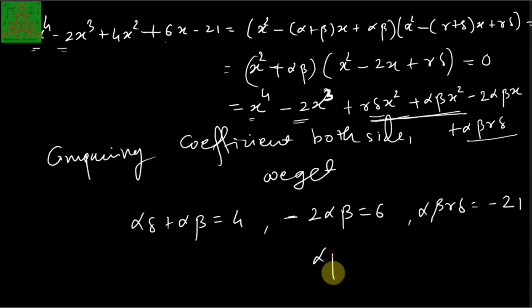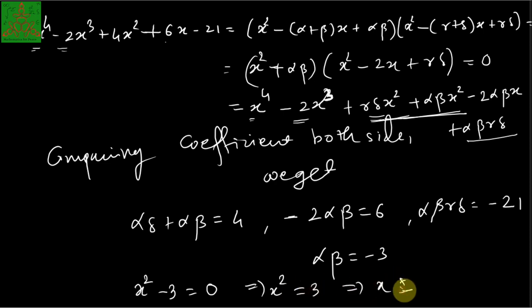So this will give you alpha beta is equal to minus 3. Since alpha beta is equal to minus 3, if I substitute here in this, then you will have x square minus 3 equal to 0, because this is equal to 0 means either this is equal to 0 or this is equal to 0. So this will give you x square equal to 3, that will give you x is equal to plus or minus root 3. So these are the 2 roots we have.